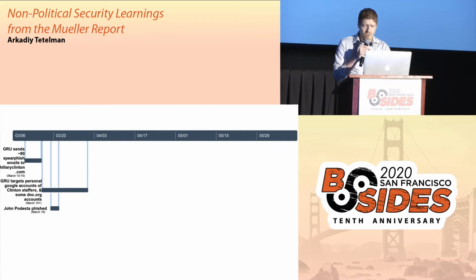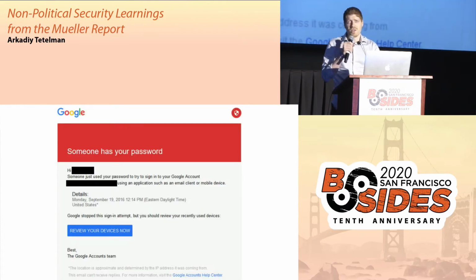So I'm going to show you an email here. This is an email from Google. "Someone has your password. Hi, so-and-so. Someone has your password. Review your devices, go and change your password," etc. I would love to throw a poll to the audience. The two options are going to be, this is a real email or this is a phishing email. Can I see a show of hands who thinks this is a real email?